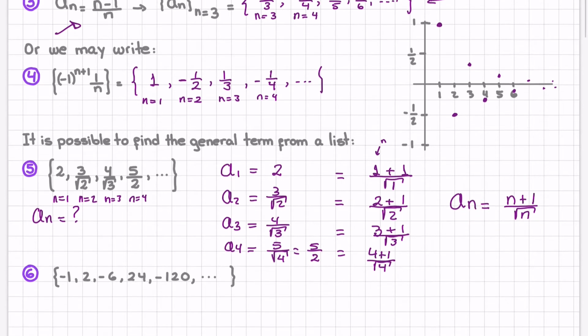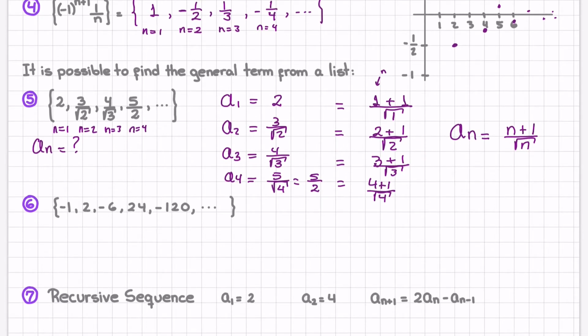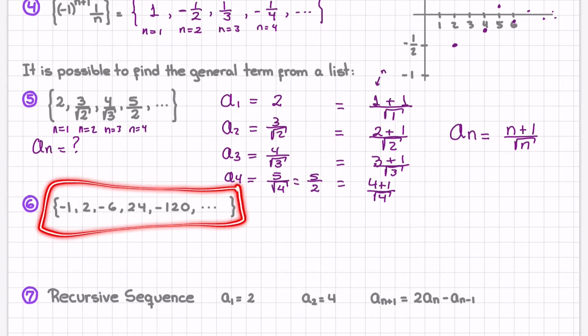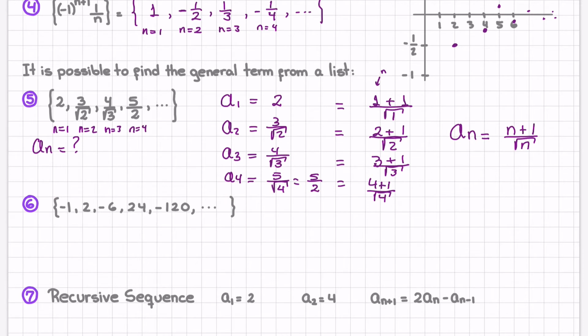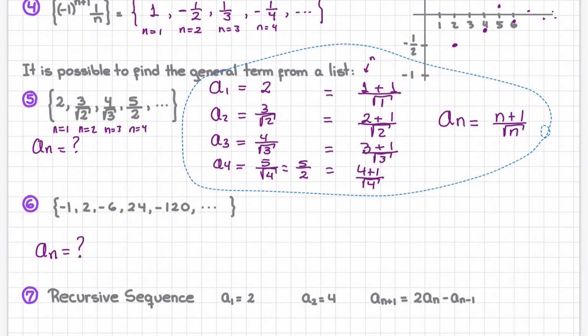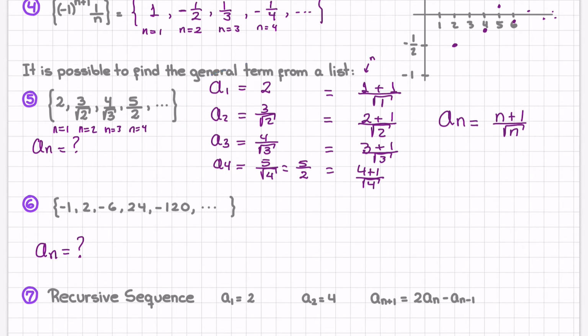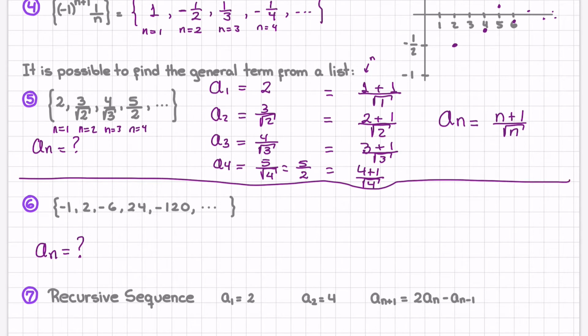Okay. Let's see, how could we write this? What could the general term be? Again, we're looking for general terms here. Okay. So let's display that. I'm going to move this a little bit up so it doesn't interfere with the new example. It's a little cramped here. All right.